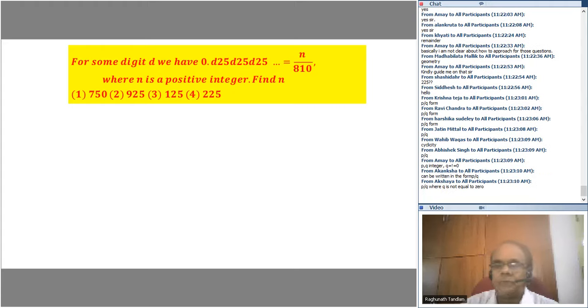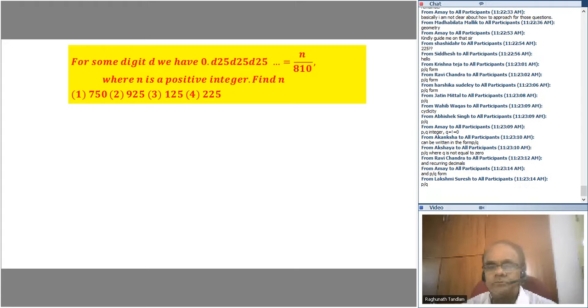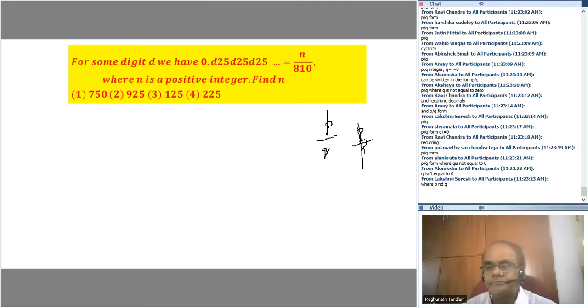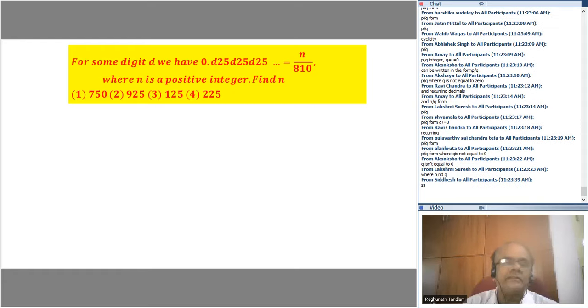Most important is P by Q, where P and Q are integers. Note down, P and Q are integers, Q is not equal to 0. P by Q is not enough. P and Q are integers, Q not equal to 0. That's the definition of a rational number. Please note down: a rational number is a number of the form P by Q, where P and Q are integers and Q is not equal to 0.